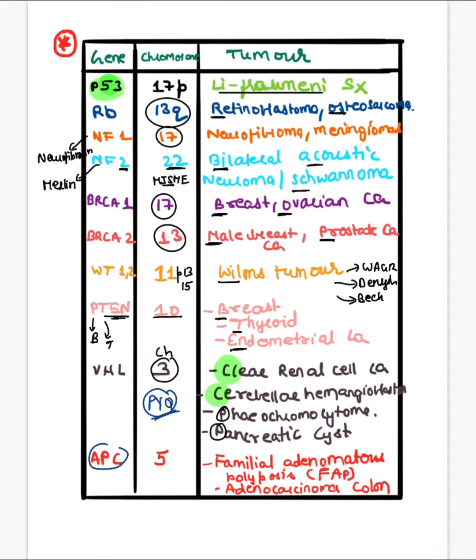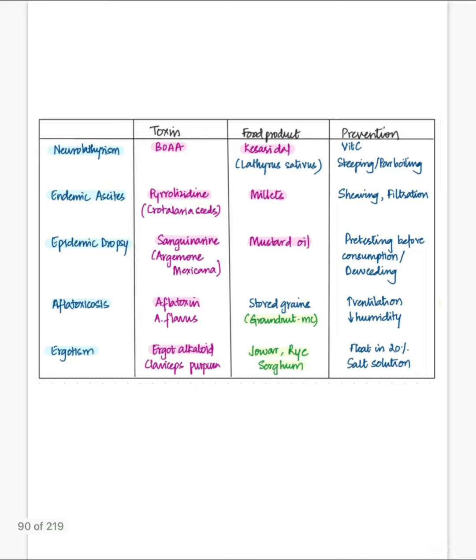Then APC gene, which causes, guys, adenomatous polyposis coli gene. FAP syndrome, that is chromosome 5. So this can cause FAP and your adenocarcinoma colon. So this was about your gene part. Now coming to some PSM topics, guys.